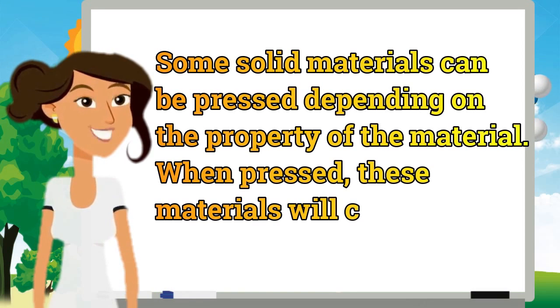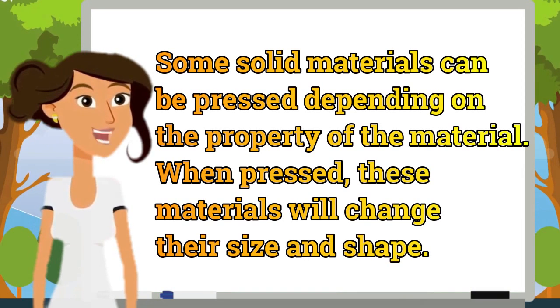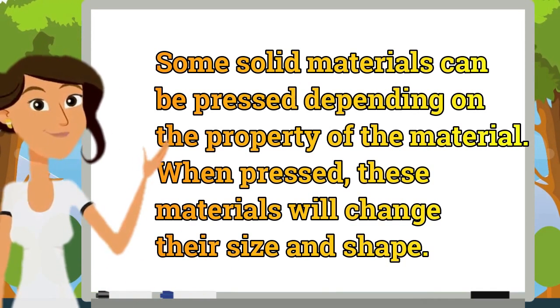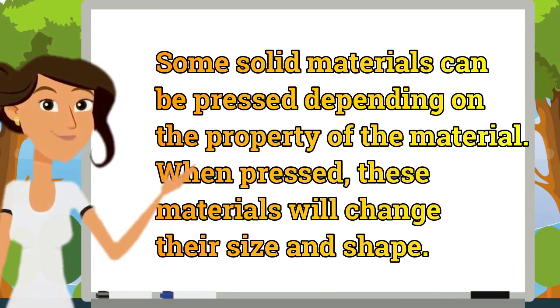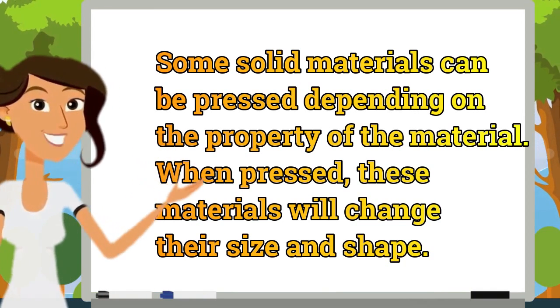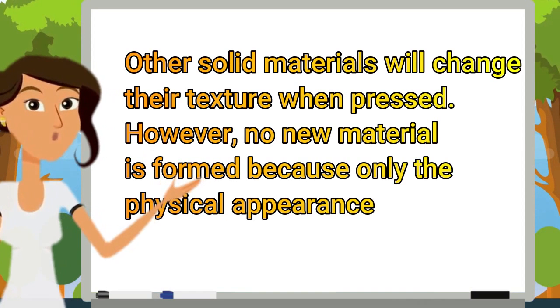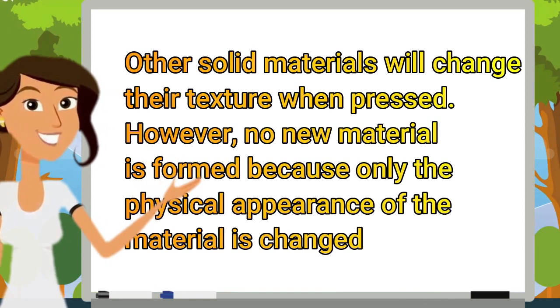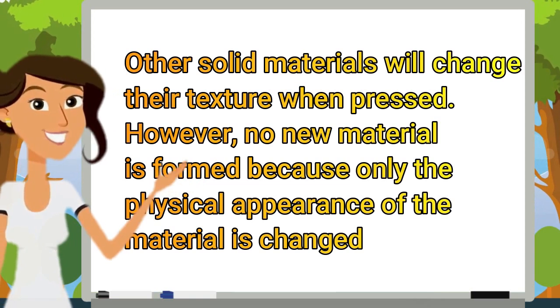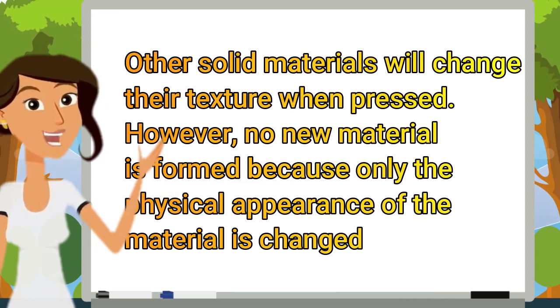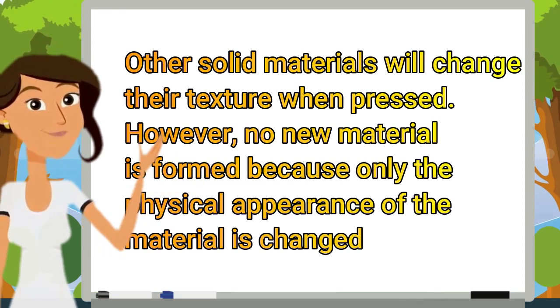Some solid materials can be pressed depending on the property of the material. When pressed, these materials will change their size and shape. Other solid materials will change their texture when pressed. However, no new material is formed because only the physical appearance of the material is changed.